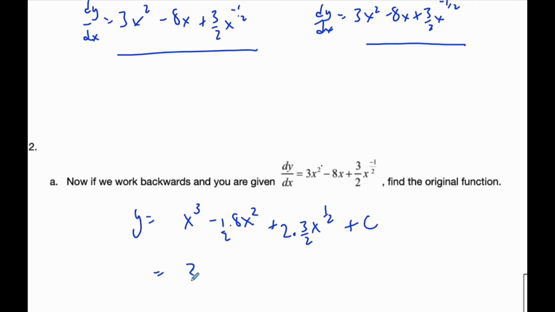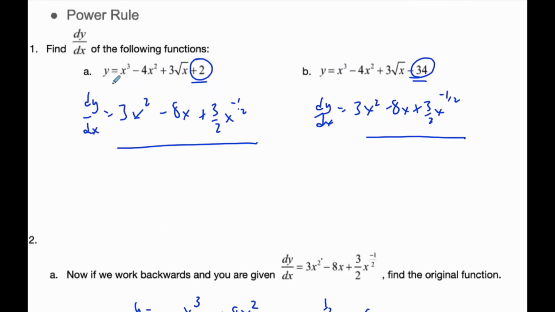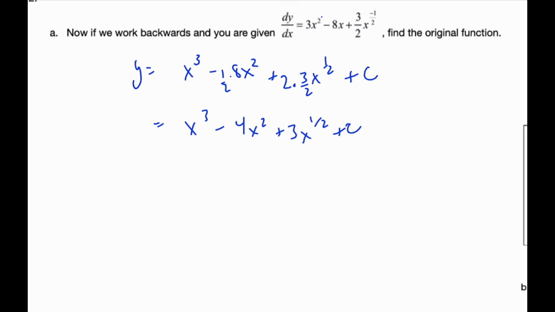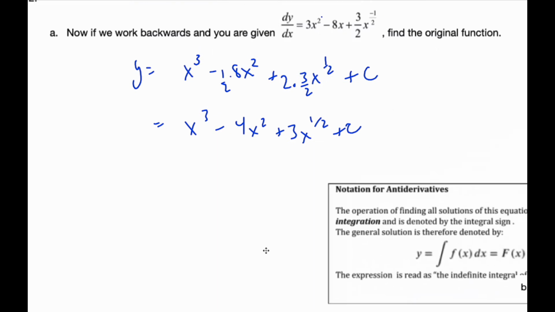And if I simplify this, I get x cubed minus my 4x squared plus 3x to the 1/2 plus c. And I can see that I ended up with exactly the same functions that I started with if I do it backwards. And so this highlights what's actually quite important for us.